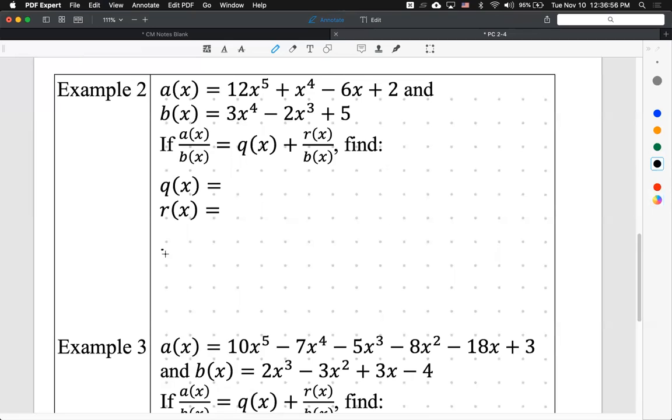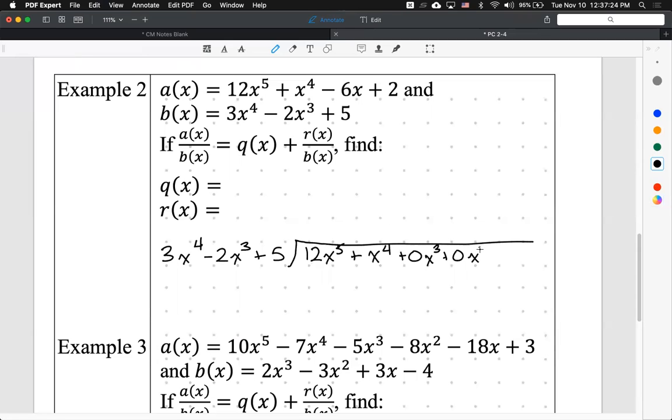I first have 3x to the power of 4 minus 2x to the power of 3 plus 5. And if you like placeholders right now, you can even use them now, but I'm just going to use them in the actual thing that I'm dividing into. So over here, I'm going to have the 12x to the power 5 plus x to the power 4. And then this is where the placeholders come in, plus 0x cubed plus 0x squared minus 6x plus 2.